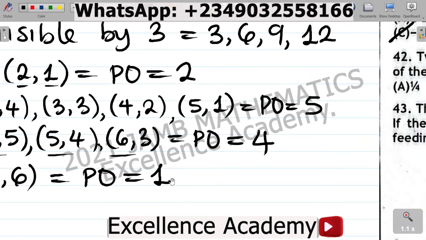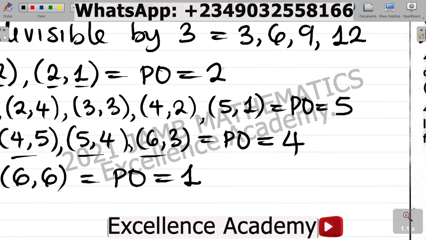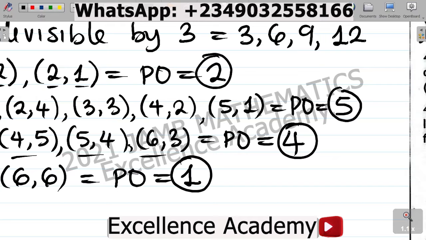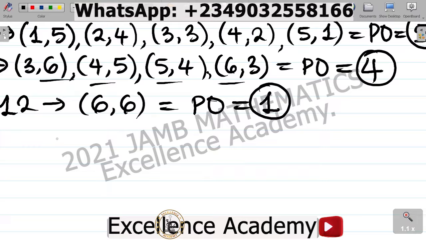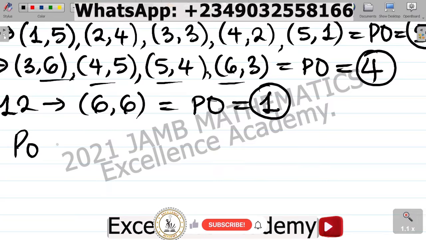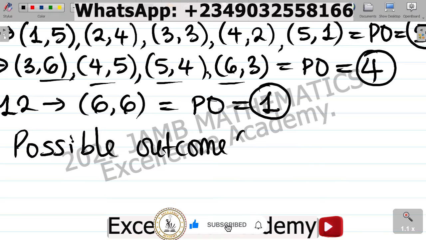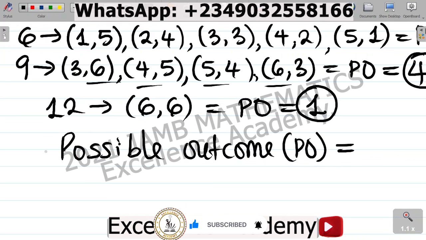All right, combine the possible outcomes. This gives you 2 plus 5, that's 7. 7 plus 4, that's 11. 11 plus 1, that is 12. So the possible outcome, that's PO, is equal to, let me call it sum. The sum of the possible outcome is equal to 12.